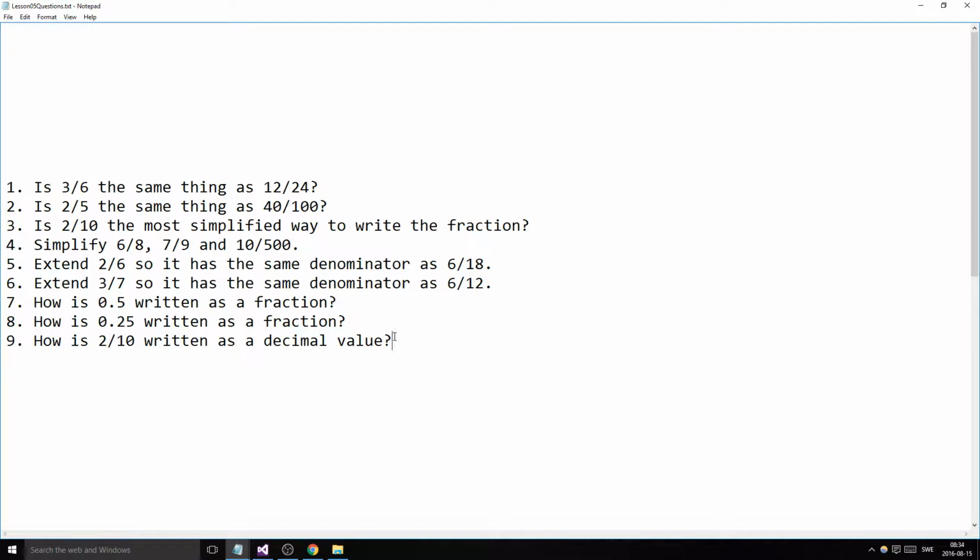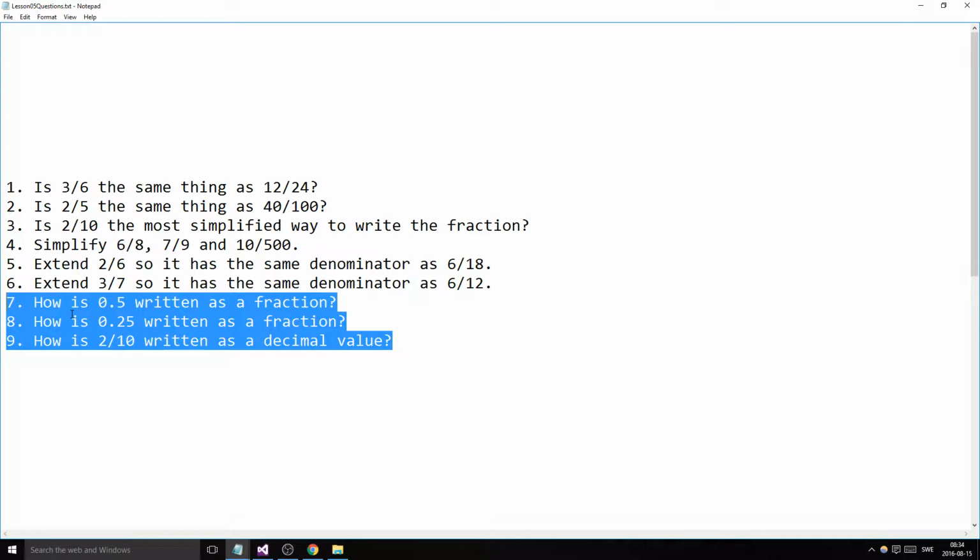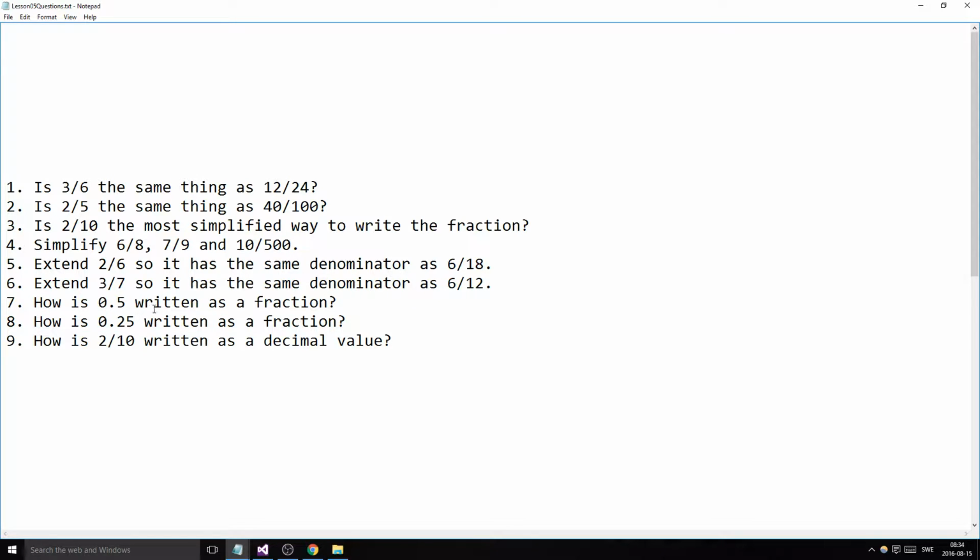Okay? And here are the final, kind of important things, just to make sure you understand that fractions are actually decimal values in the end. They're just different ways to write them. So how is 0.5 written as a fraction? Well, 1 divided by 2, right? That's the simplest way you can write 0.5.